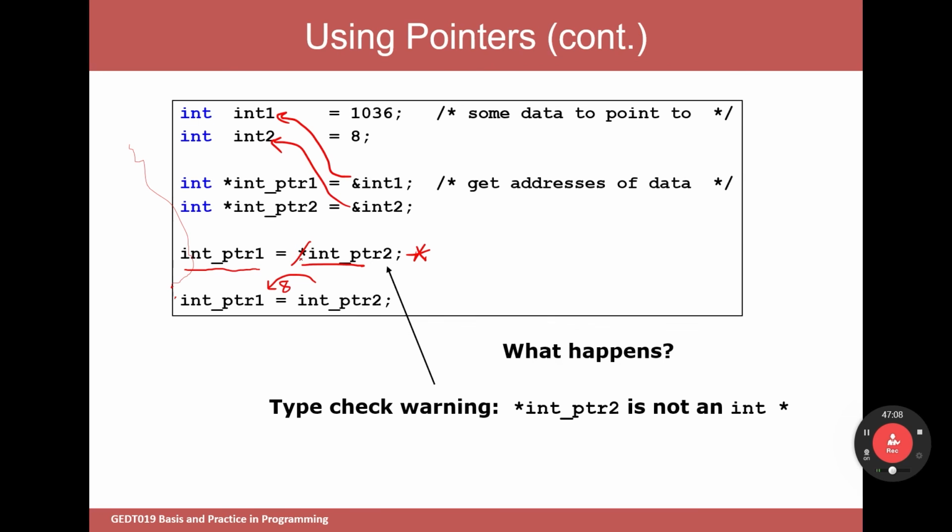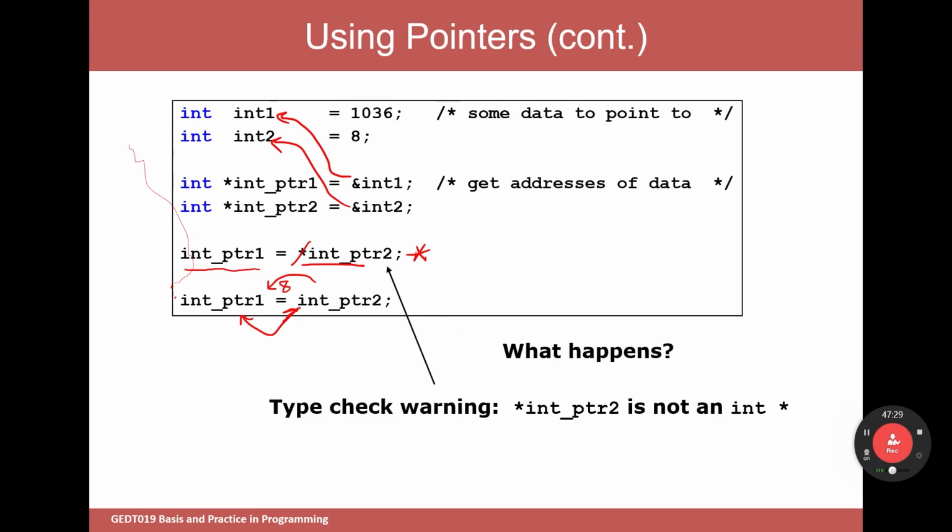So there is some golden rule here. If you have a pointer here and a pointer here, they must have the same situation. So if this one has no star, this one must have no star. If this one has a star, this one must have a star. Okay? How about this one? Is this one okay? Yes, this one is okay.